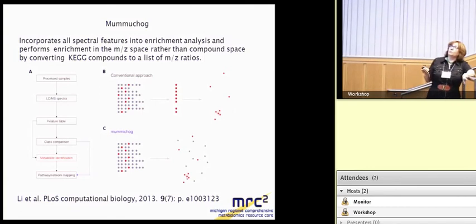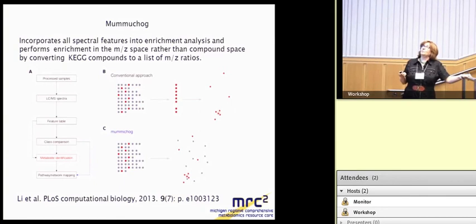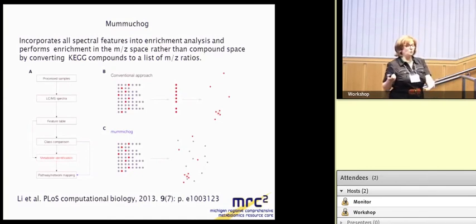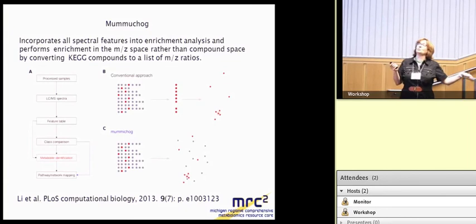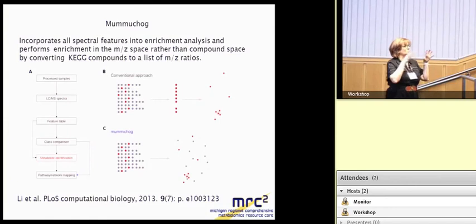So what this tool does, it essentially tries to incorporate all spectral features, whether they have been identified or not. So essentially, it ignores the compound identification. And what they do instead, they basically take the KEGG database and convert the list of compounds into a list of mass to charge ratios, okay? So they do their enrichment analysis in m/z space rather than in compound space, okay?